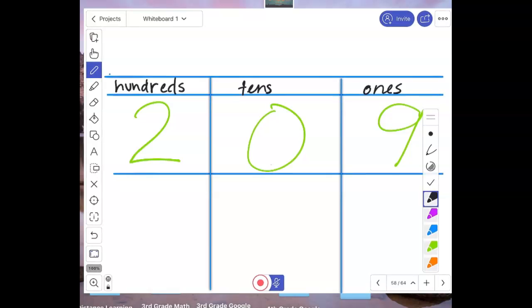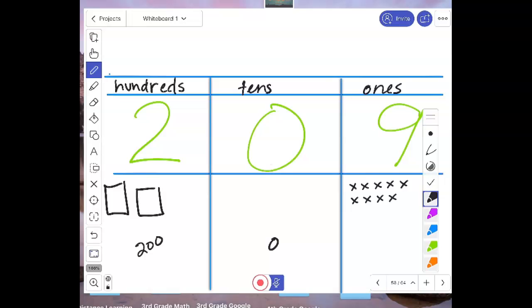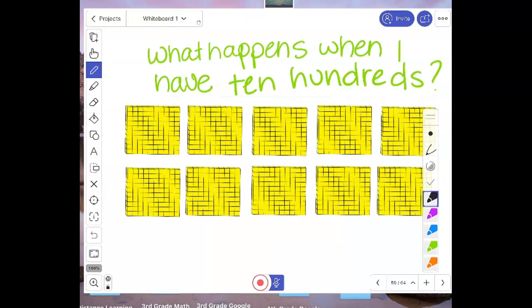Okay, so I've got 9 tens. 1, 2, 3, 4, 5, 6, 7, 8, and 9. I don't have any tens, so I'm going to leave that blank. And I've got 2 hundreds. 100, 200. So this is 200, this is 0, and this is 9. Okay. So we've talked about ones and tens and hundreds.